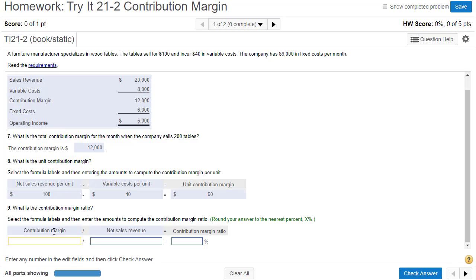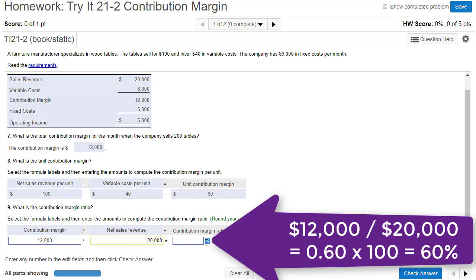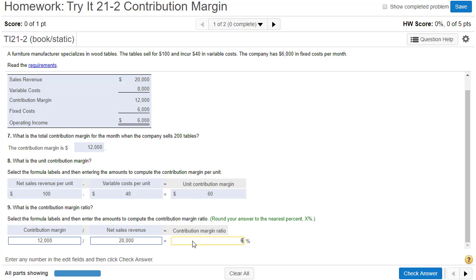So the first part of the formula is contribution margin, which we get from right here, 12,000. Copy, paste. Divided by net sales revenue, which is right here. Copy, paste. And then they want you to divide 12,000 by 20,000 and then convert it to a percentage. So 12,000 divided by 20,000 gives us 0.6. To convert it to a percentage, we multiply by 100 and we get 60%.